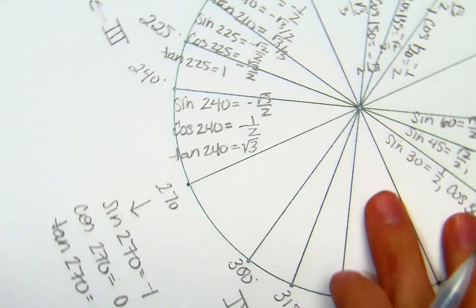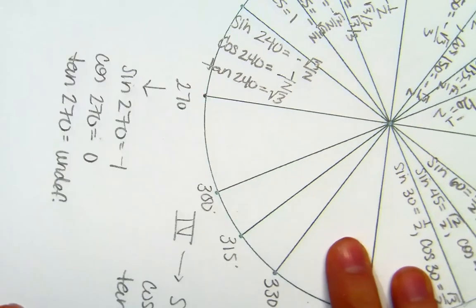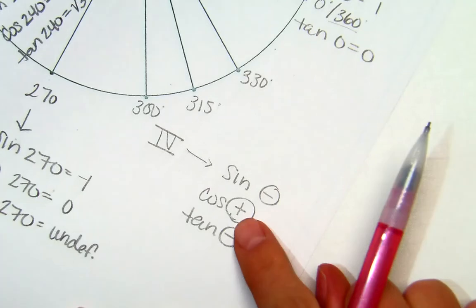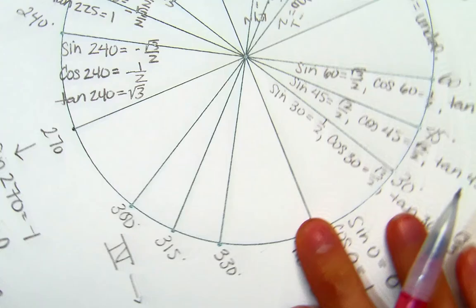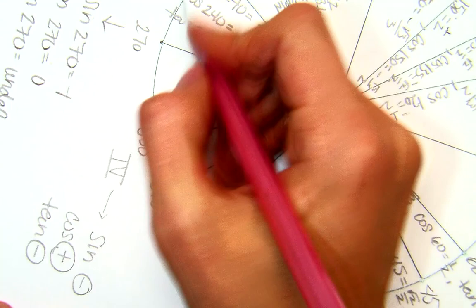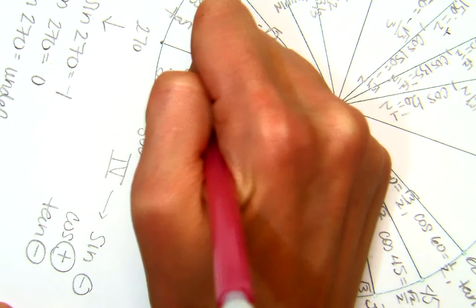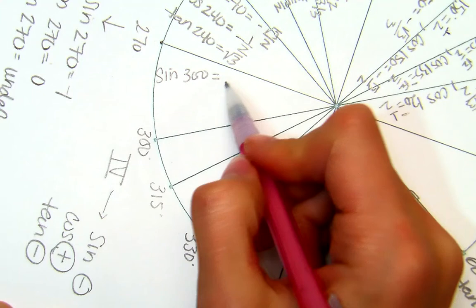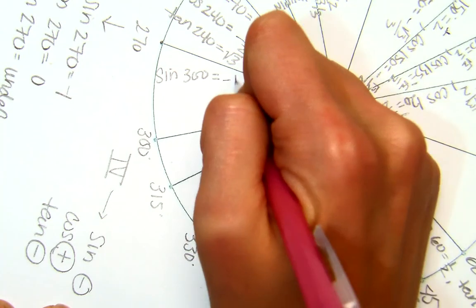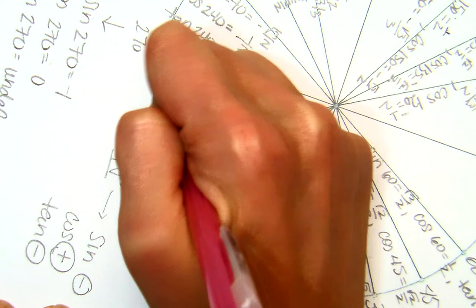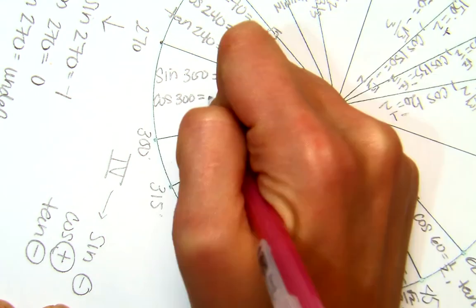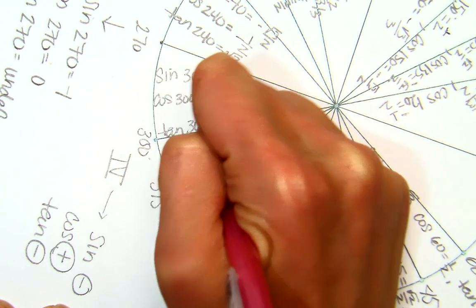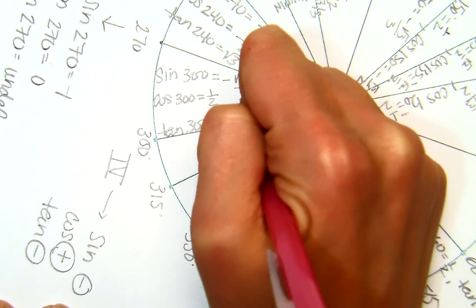Continue rotating this around. 240 lays on top of 300. So the only thing that changes here is your sine, cosine, and tangent functions of quadrant 4. So if I rotate this around, sine of 300, so you take your sine of 240, it lays on top of 300. Sine is still negative, so you're going to get negative square root of 3 over 2. Cosine of 300 is positive now, so it's going to be a positive 1/2. And tangent of 300 is going to be negative square root of 3.